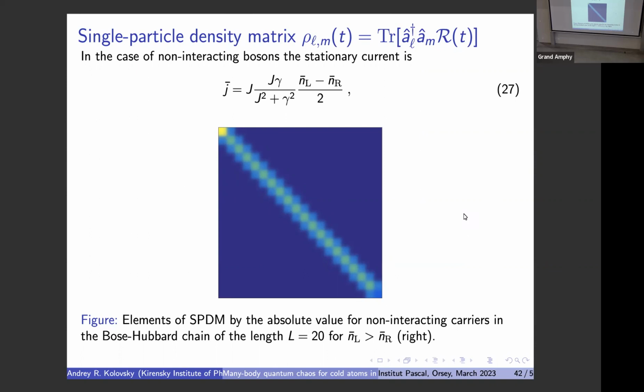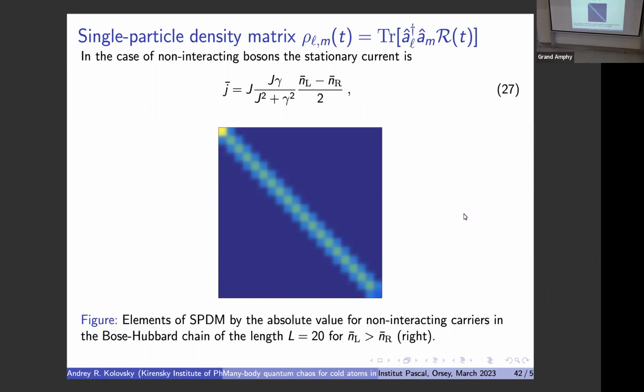But of course, this is not the general case. As soon as we include interaction, this will not be true. But without interactions, you have this response. Okay, so in the stationary solution, as I say, the current is constant. You have few imaginary off-diagonal elements which are responsible for the current.